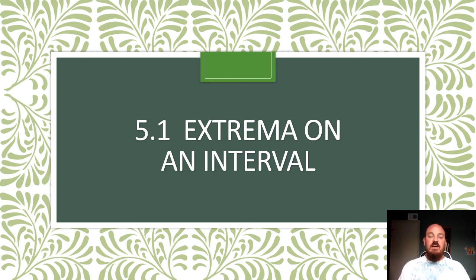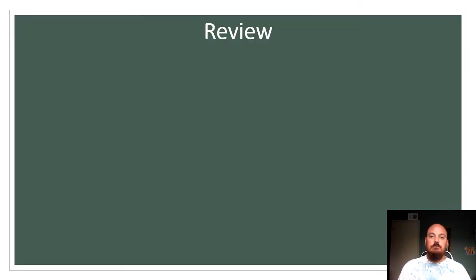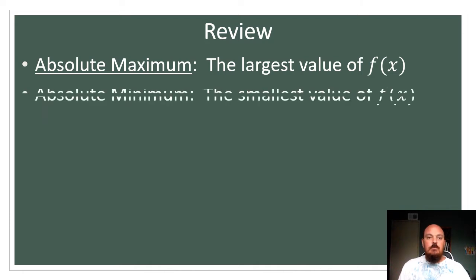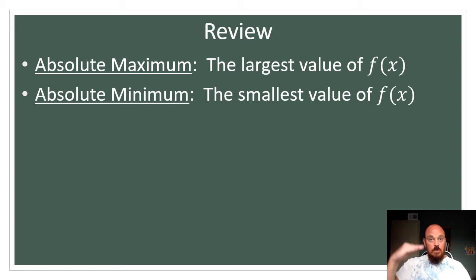Today we're going to talk about section 5.1 from our book, which is how to find extrema on an interval. So let's review a little bit about extrema. Now, an absolute maximum means the absolute biggest value of f of x. So if you're thinking about a graph, it's the highest point that graph ever reaches. And the absolute minimum is the opposite. It's the smallest or the lowest point that graph ever reaches.